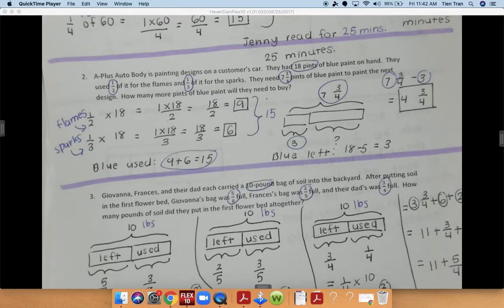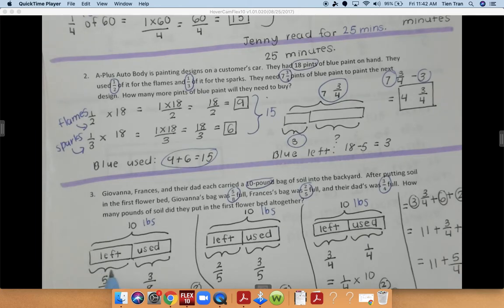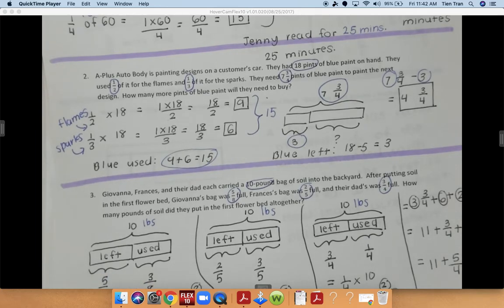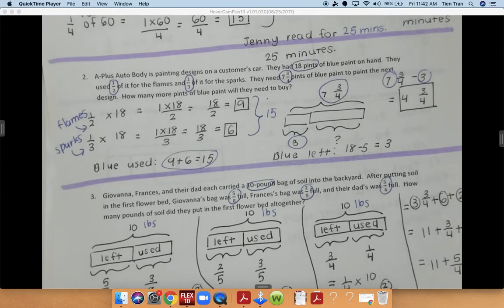Let me read that again. Giovanni, Francis, and their dad carried 10 pounds each. Okay, so we have 5/8 that is left and 3/8 that is used. That's where the 3/8 comes from. So we're multiplying 3/8 times 10.